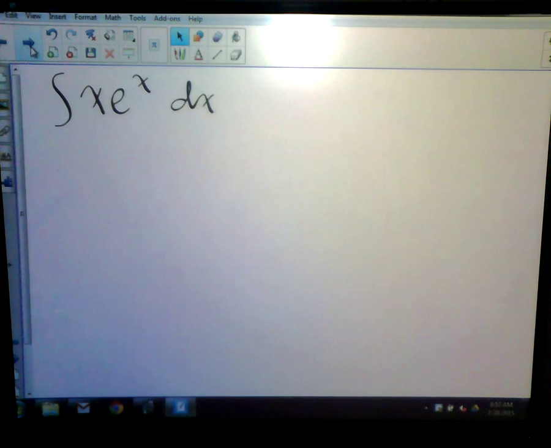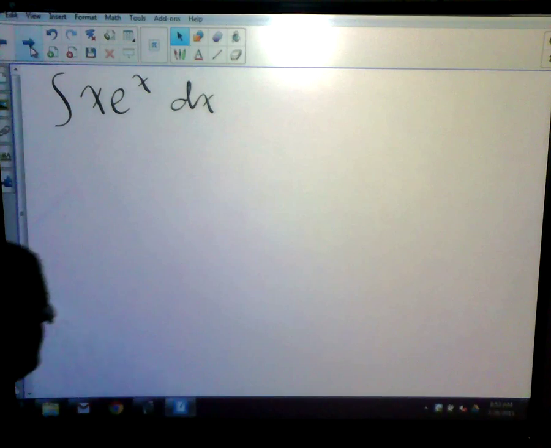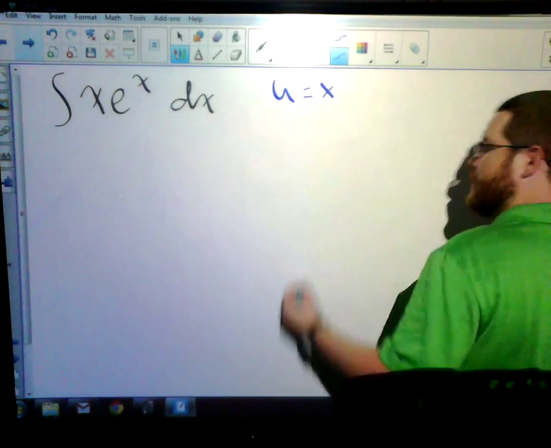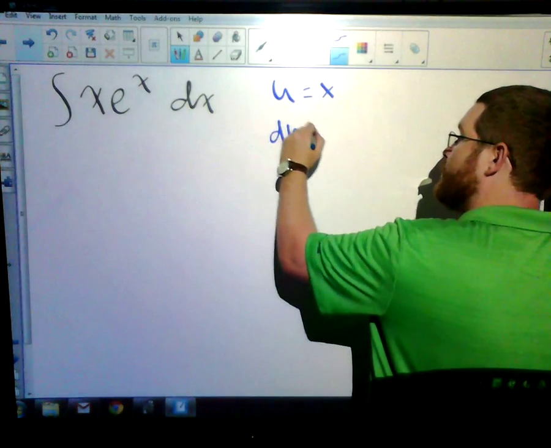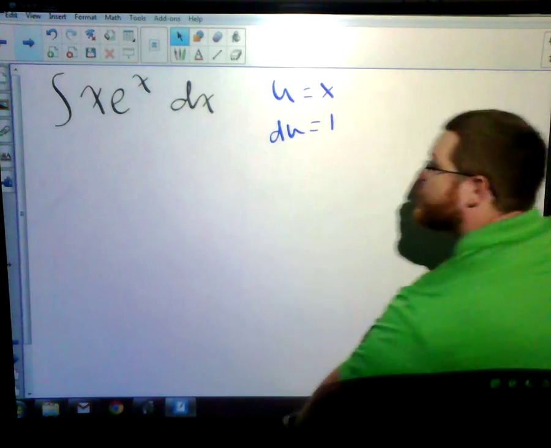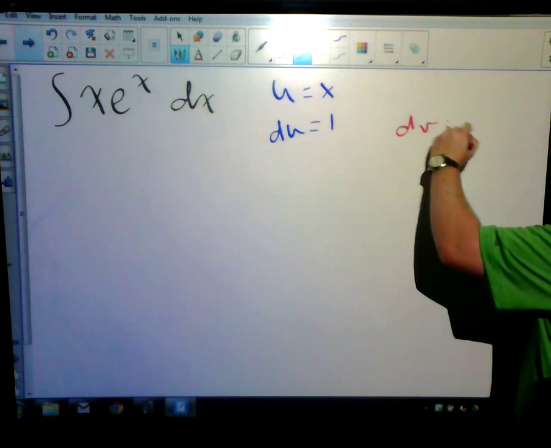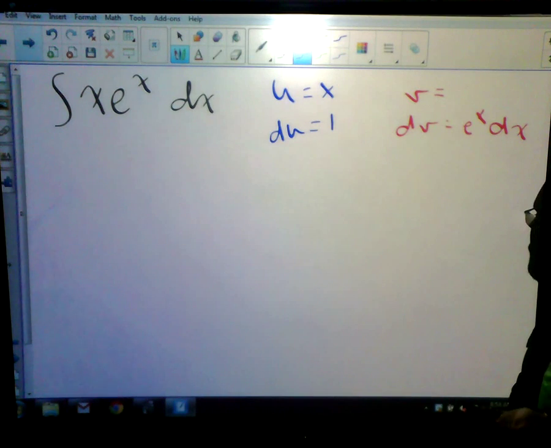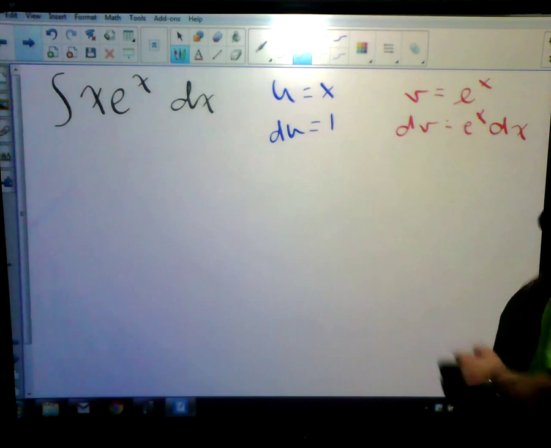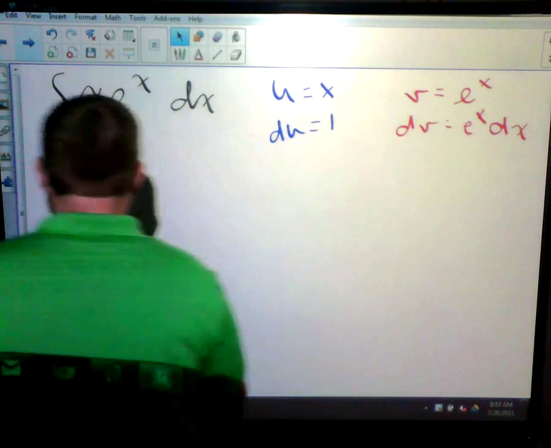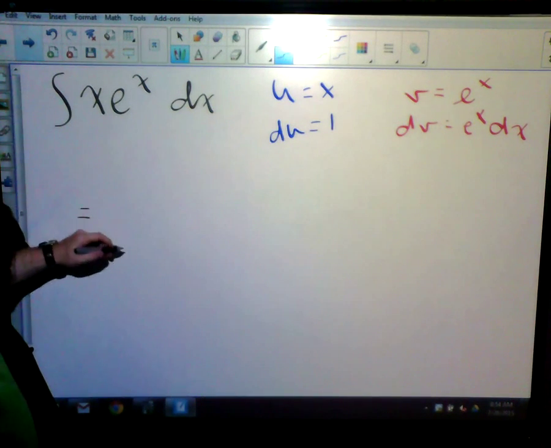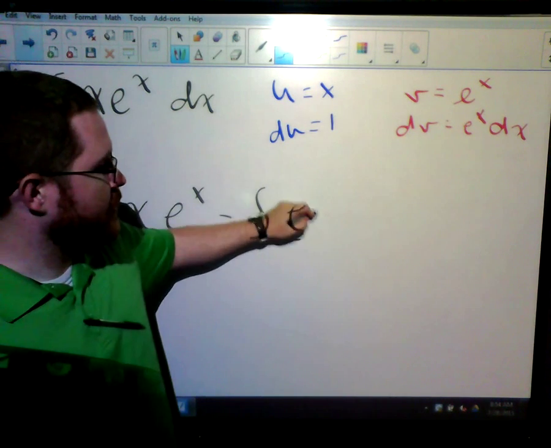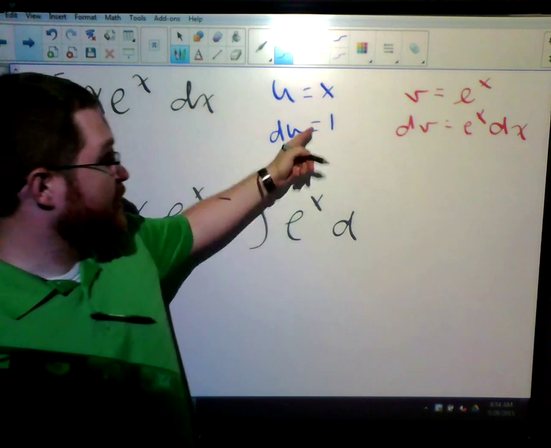Let's try another one. This is integration by parts. Which one do we want to call u? Well, it's going to be x again. du will be 1, and that's good. That means that something's going to cancel out. dv is e to the x dx. What's v? Well, e to the x is really easy. It's its own integral and its own derivative. So now let's follow the pattern. It's uv minus the integral of v du. But du is dx.